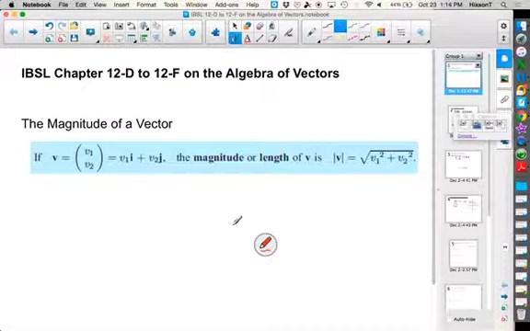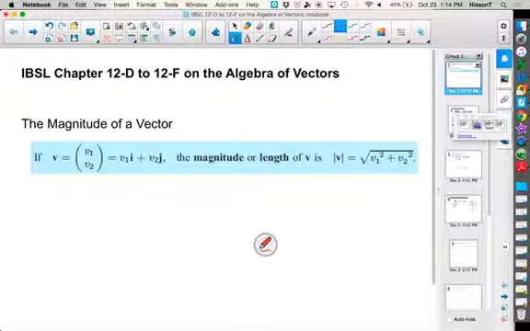Now, you may in some cases see it written with the double vertical line on either side. IB does not normally do this, but you might see that. IB typically sticks to just this, but I wanted you to be aware if you see it written otherwise. But where does this formula for magnitude come from? That's the distance formula, and the distance formula was derived from the Pythagorean theorem, okay?